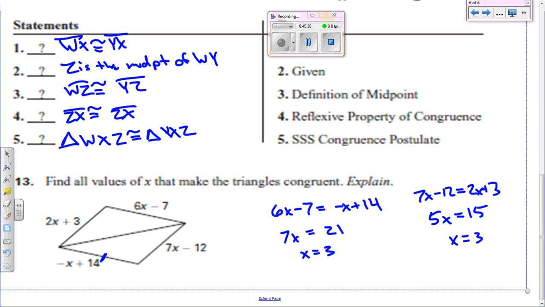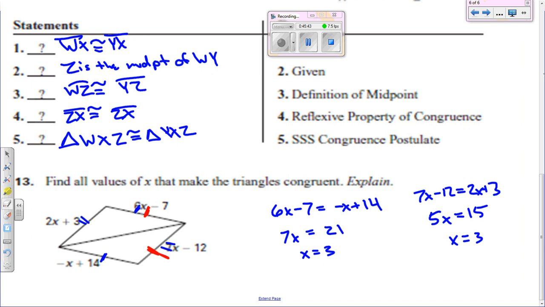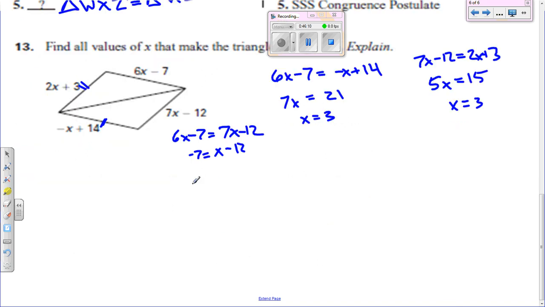Now there is a last opportunity. See, we assume that this was congruent to this, and this was congruent to this, but there also exists this possibility where this is actually congruent to that. And so we have to do that last one. 6x minus 7 equals 7x minus 12. We'll subtract 6x over this way. So it'll give us negative 7 equals x minus 12. Then add the 12 over, you get x equals 5. So those are all your possibilities.